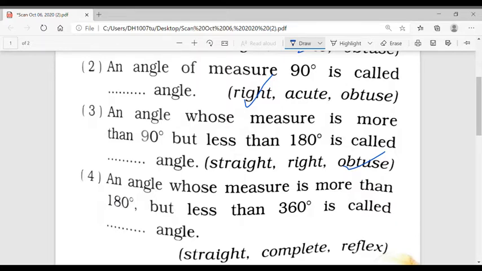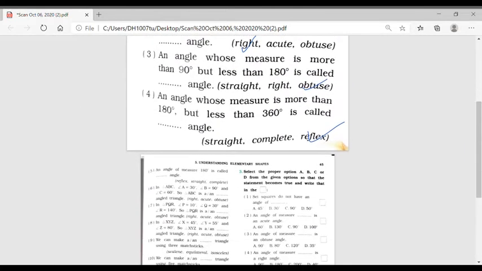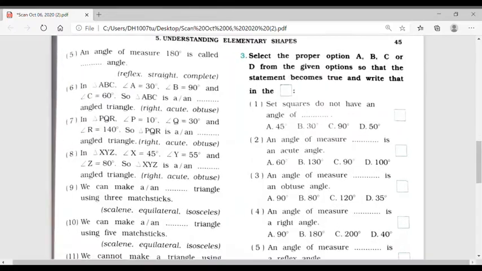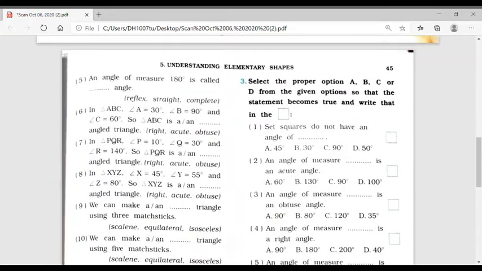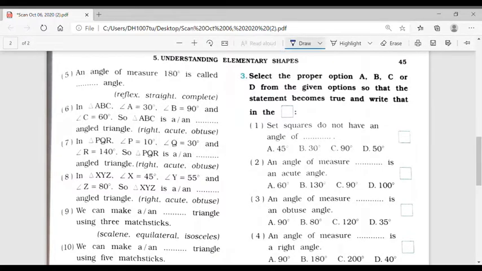You have to put tick mark to the reflex angle. Now we are going to start the next question, question number 5. An angle of measure 180 degree is called, and that is called straight angle.